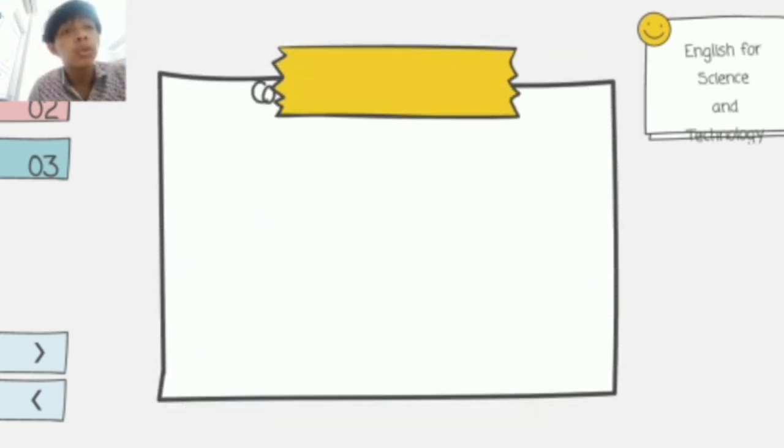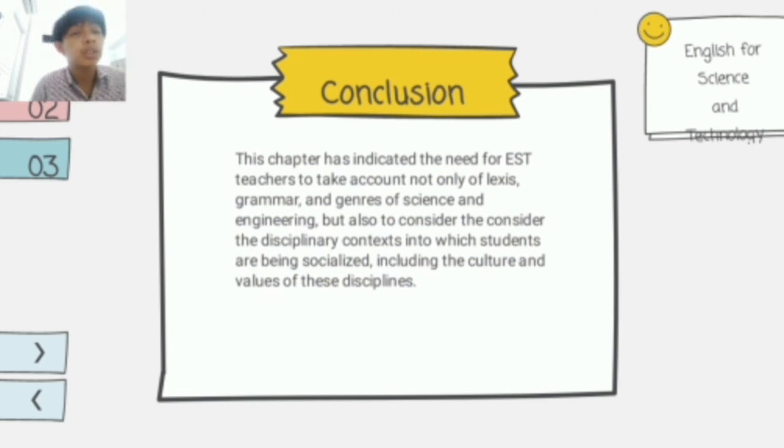Let's just jump to the conclusion. So the conclusion is this chapter has indicated the need for EST teachers to take account not only of lexis, grammar, and genres of science and engineering, but also to consider the disciplinary context into which students are being socialized, including the culture and values of these disciplines.